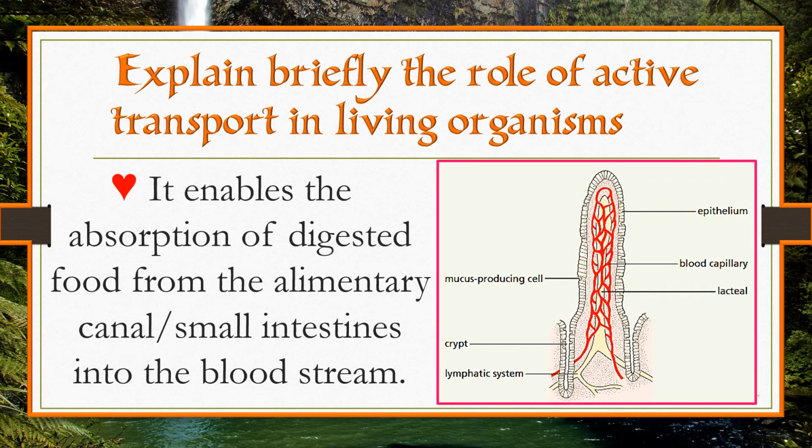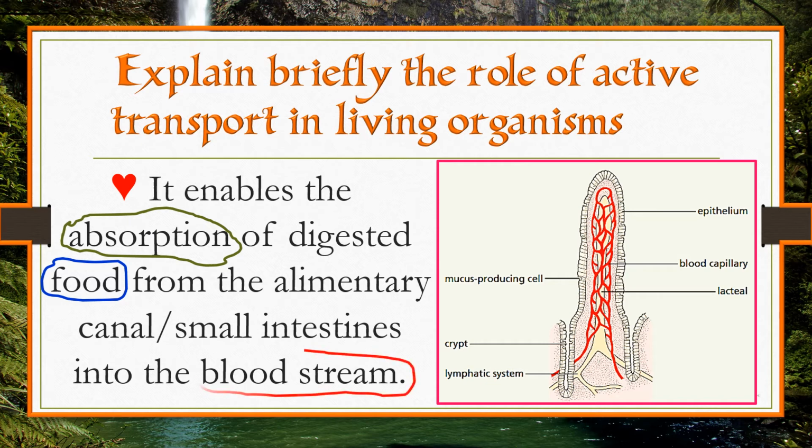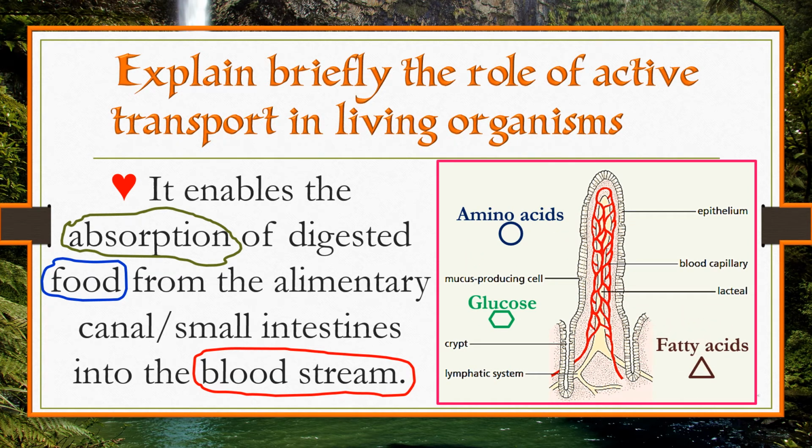Now, it also enables the absorption of digested food from the alimentary canal or the small intestine into the bloodstream. So, active transport is going to be used in the absorption of digested foods from the alimentary canal or the small intestines into the bloodstream. So when we look at our diagram here, some of the food substances that have been digested, we have the amino acids, we have the glucose, and then we have the fatty acids and glycerol.